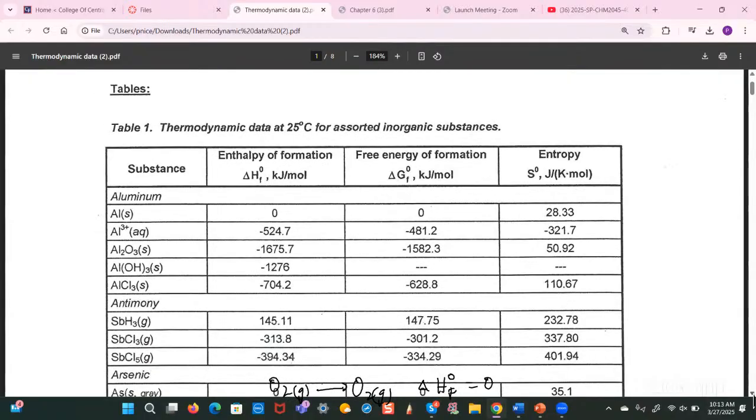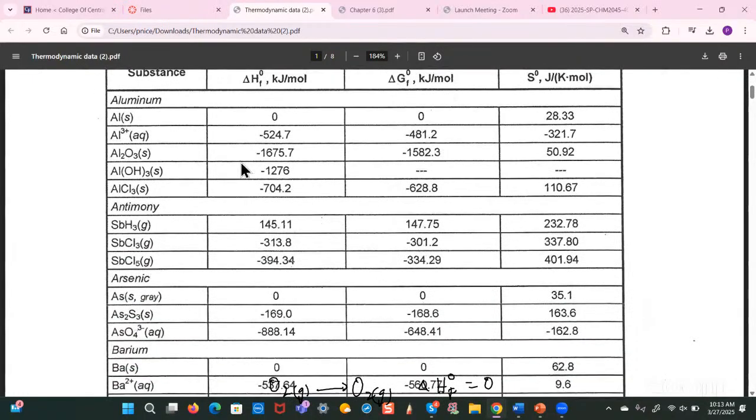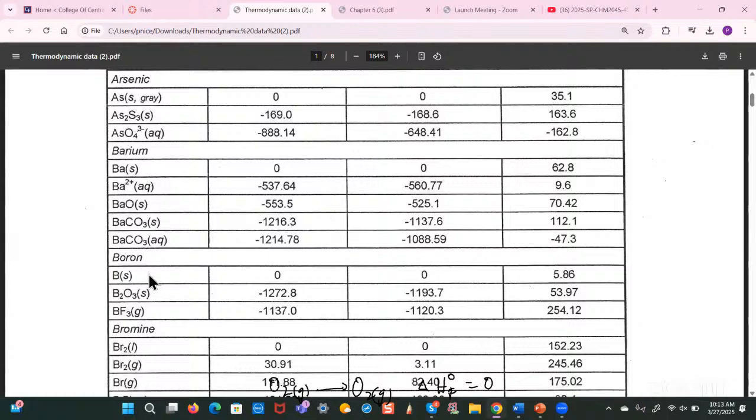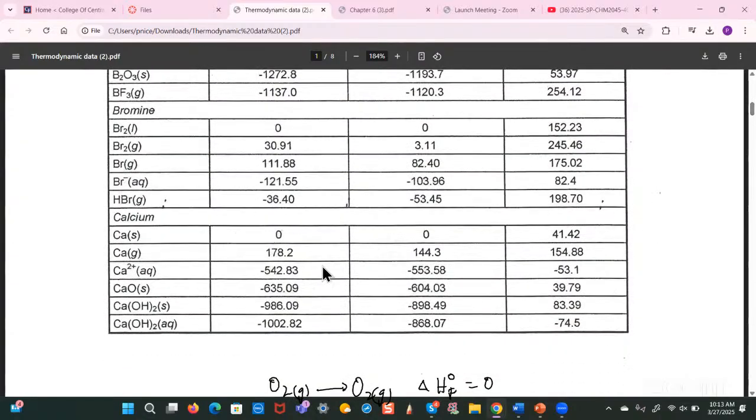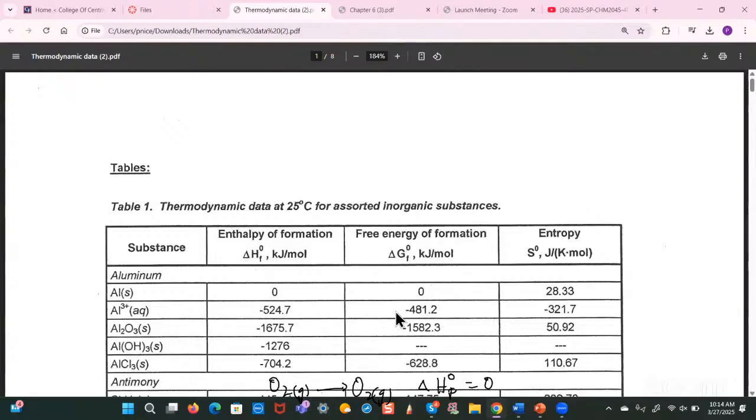So basically, these are the values that you're going to use for these different substances. And you'll notice what we just said: for elements by themselves, not combined with anything under standard conditions, their values are always 0 here. That's for aluminum, arsenic, barium, boron, all elements by themselves, bromine in a liquid state, calcium and so on. All elements by themselves, not combined with anything, their enthalpy values will be equal to 0. So these are the values that you'll be using in the type of calculation that we're going to talk about shortly. Okay, so let me clear this first.